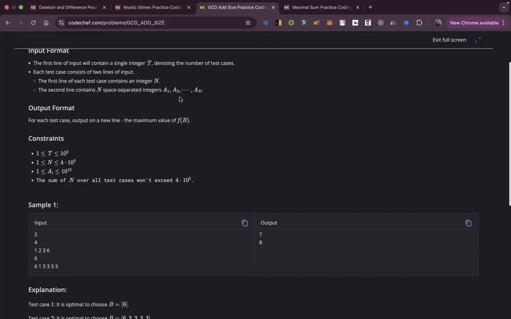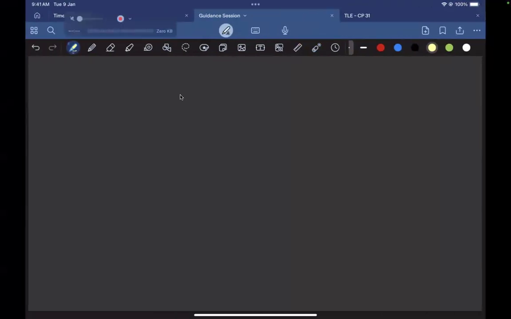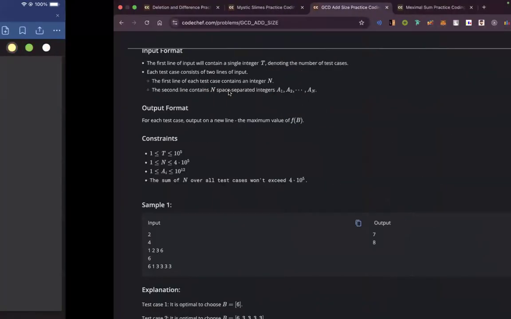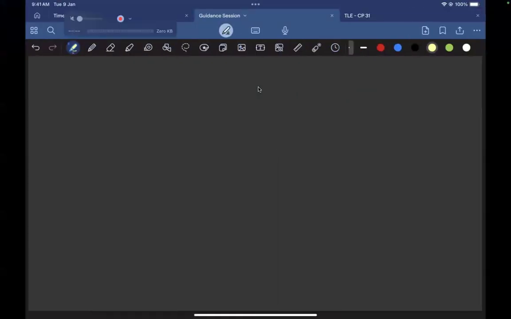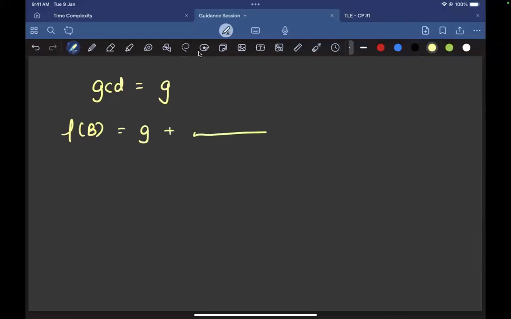Yes? Okay. Now, let's try to generalize my answer. Let's just forget what the multiples can be and everything. Let's just say I took some random elements, and their GCD turned out to be G. Then what is the answer exactly? What is the value of F(B)? Can you tell me? It's of course G plus what? Very important question over here.